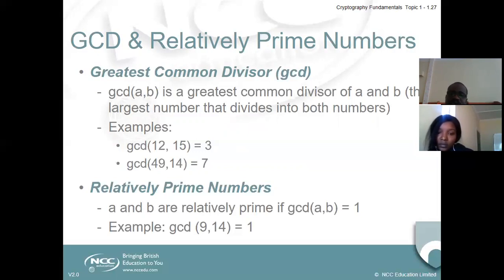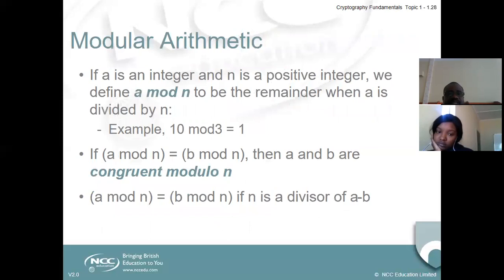And 1 can go into 14 without remainders. Those are prime numbers. Then modular arithmetic: if A is an integer and N is a positive integer, we define A mod N to be the remainder when A is divided by N. N is just a number. Example, 10 mod 3 is equal to 1.